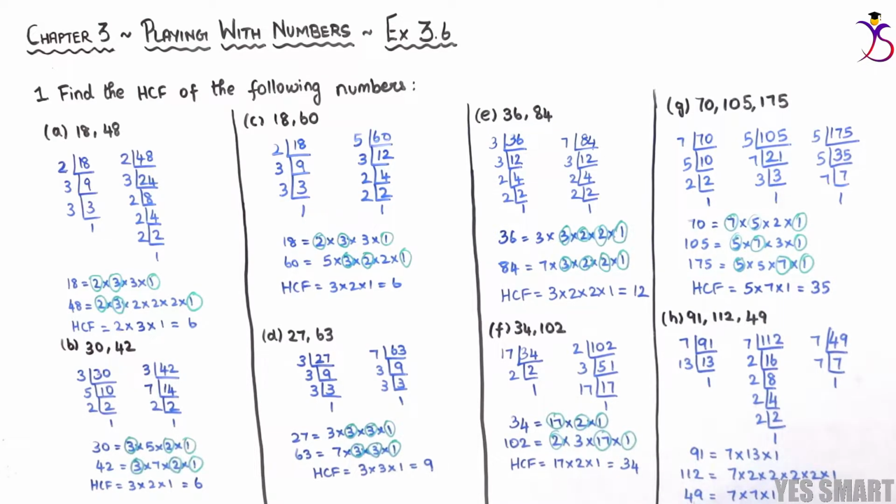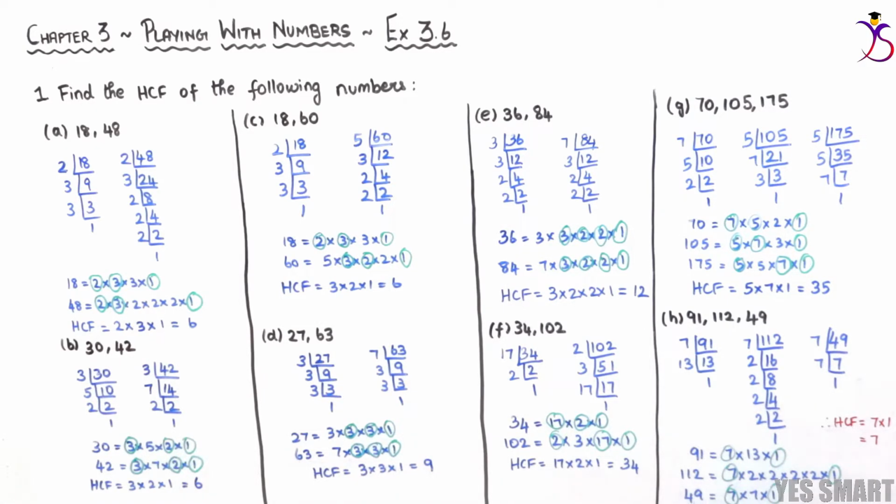Let's circle the common factors. 7, 1. So that's all. Therefore, HCF equal to 7 into 1. 7 ones are 7. Hence, HCF is 7. So, on observing, 1 will be a factor of all the numbers. Hence, 1 will be the common factor of any given numbers.